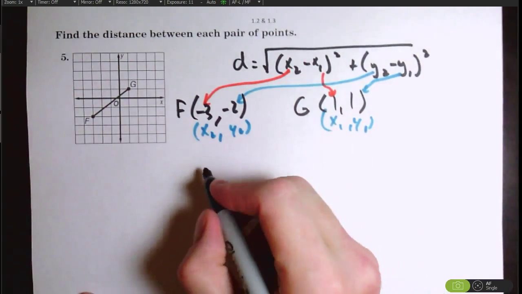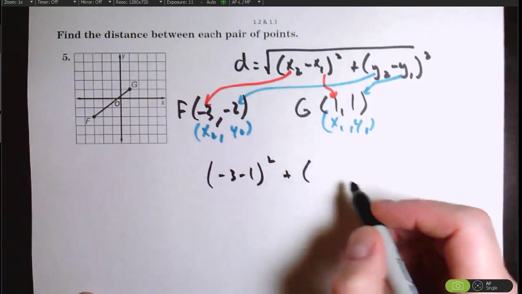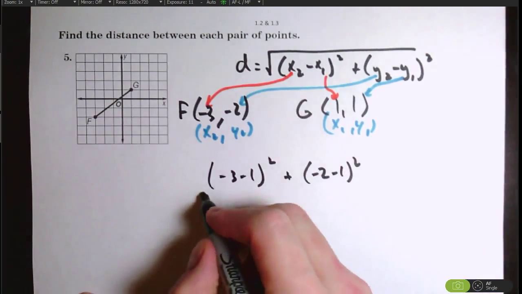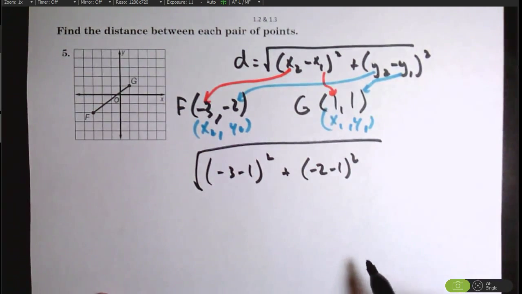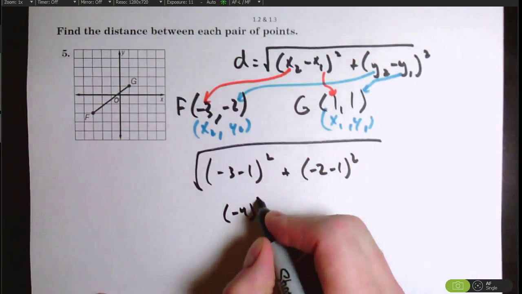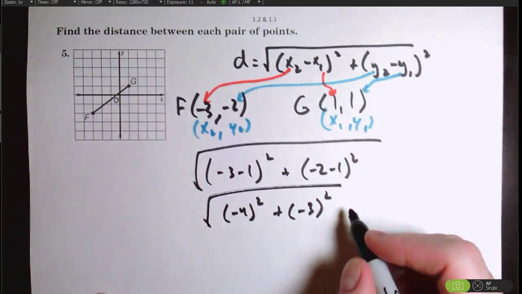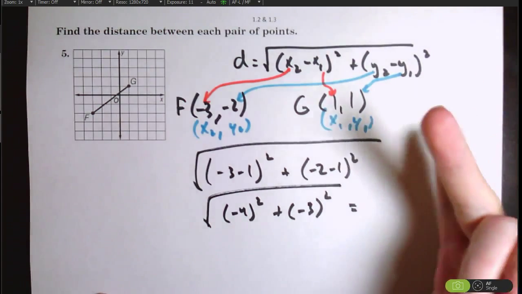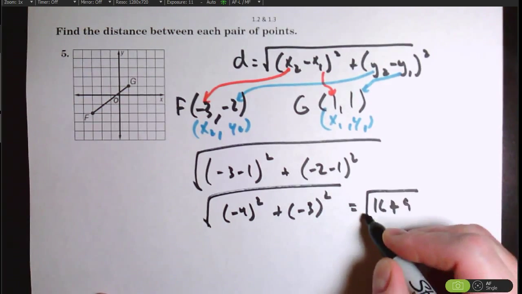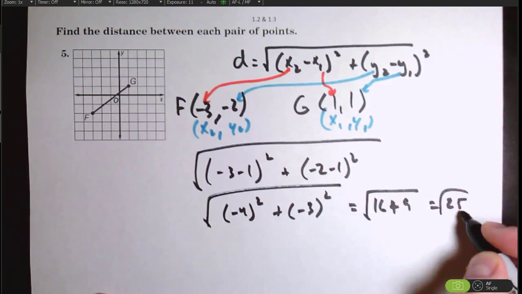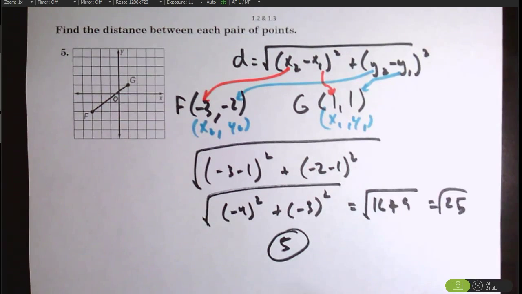What I suggest you do is, negative 3 minus 1 squared plus negative 2 minus 1 squared. I always write this out first and then throw the square root around it, because if I write the square root big first, I don't have to squeeze anything in. Negative 3 minus 1 is negative 4. Negative 2 minus 1 is negative 3. Negative 4 squared is negative 4 times negative 4, so it becomes positive 16. Negative 3 times negative 3 is positive 9, so it becomes 9. 16 plus 9 is 25. Square root of 25 is 5. So these two points are 5 units apart. Okay, great.